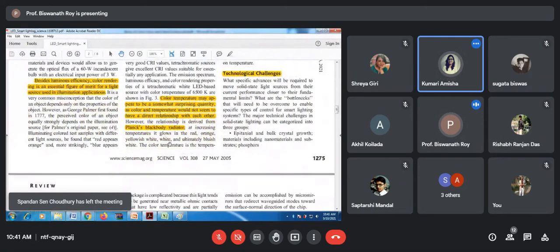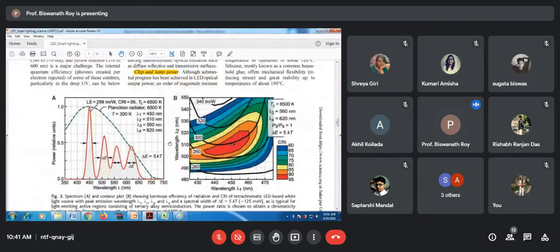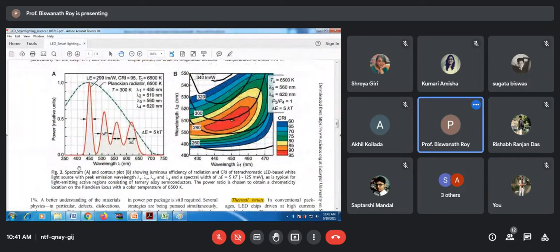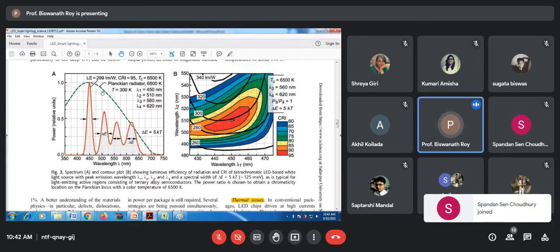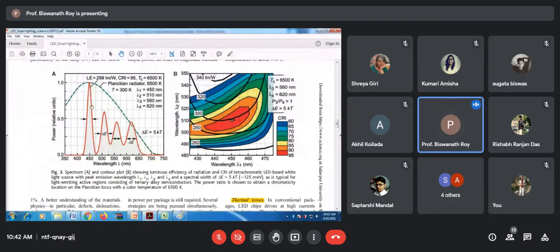The emission spectrum, luminous efficacy, and color rendering properties of a tetrachromatic white LED based source with color temperature of 6500 Kelvin are shown in figure 3. Let me look at figure 3. This is figure 3. This is spectral power distribution. This is tetrachromatic 1, 2, 3, 4, right? So these are the lambda 1, lambda 2, lambda 3, lambda 4. That is the peak. The peak occurs at 4 regions in the visible range.